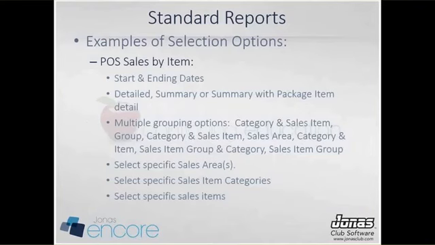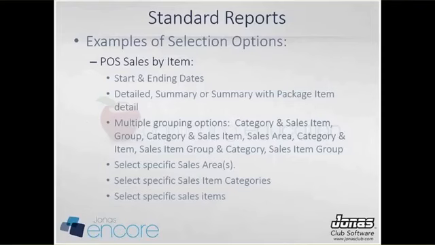Another standard report, just to highlight, is the point of sale sales by item, very common standard report. This is showing you your sales in point of sale only. You have a start and end date, so I can do this a day at a time, a week at a time, a month, a year. I can choose detailed, summary, or summary with package item detail. And then I have multiple grouping options.